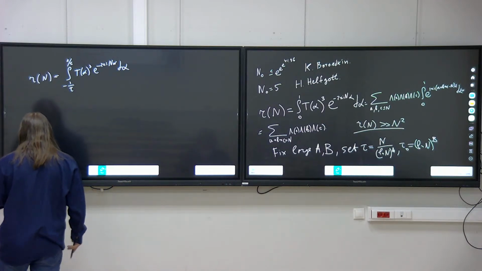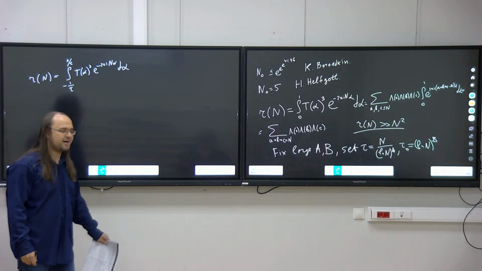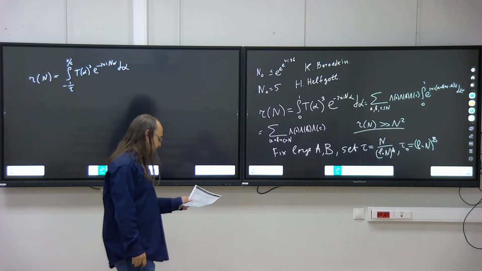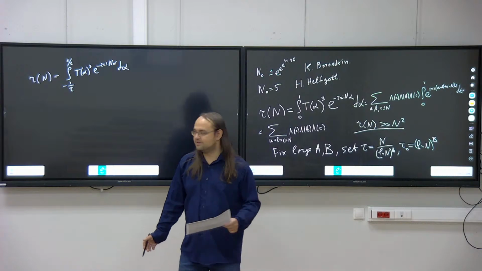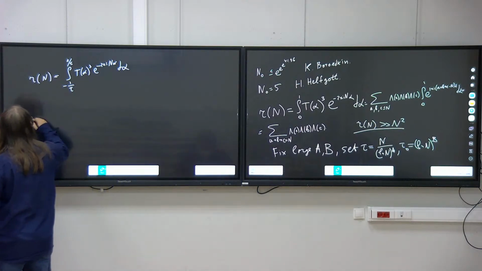Okay, now we are going to define major arcs and minor arcs. Major arcs will be the following set.